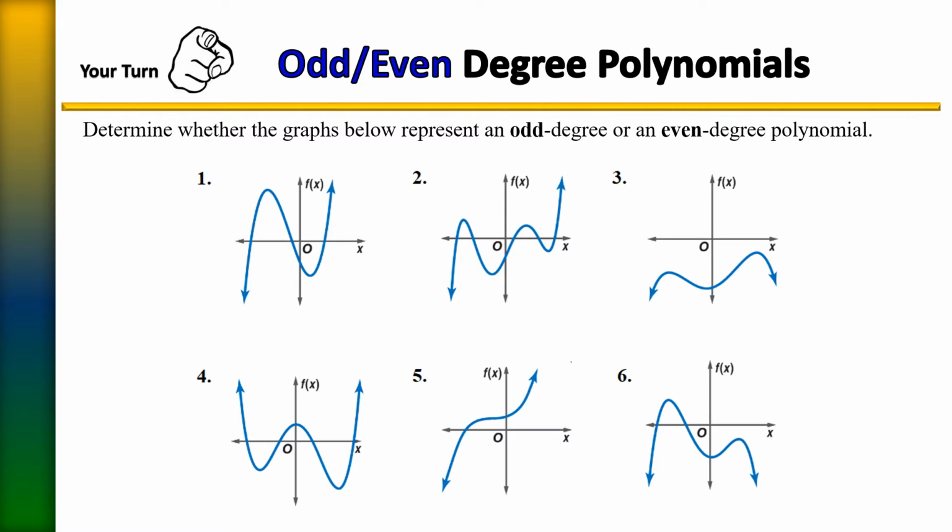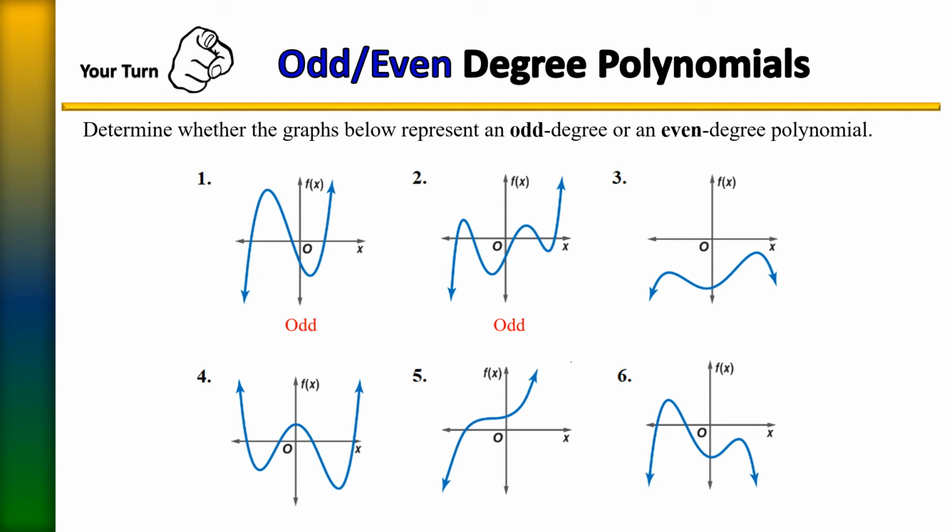So number one, would you say that is an odd or an even degree polynomial? Well, if you said odd, that is correct, because recall odd polynomials, their end behaviors are opposites. In other words, one end is going to fall while another end rises, or vice versa. But the bottom line is you're going to have a rise and fall, or fall and rise. So yes, number 1 is an odd degree. How about number 2? Yes, that's correct. Another odd degree polynomial. Number 3.